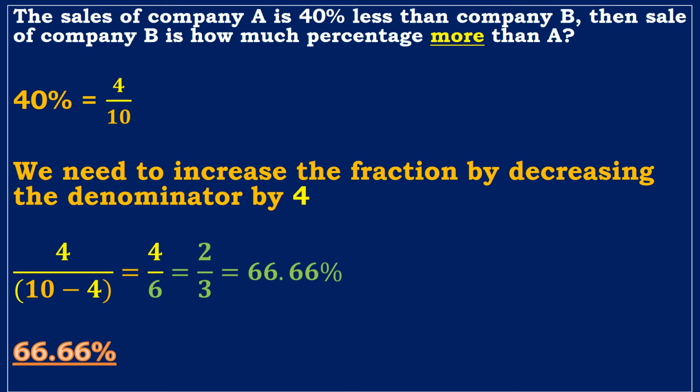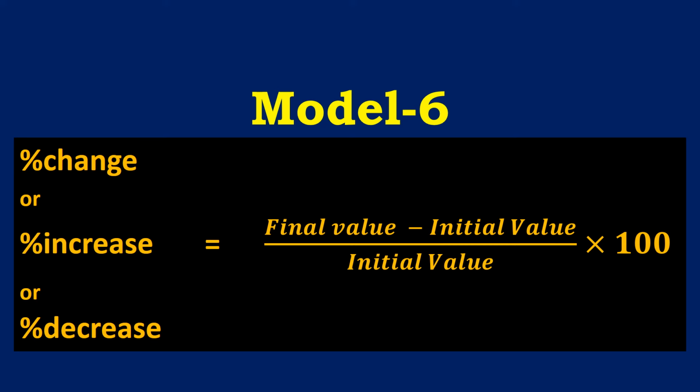Here, the numerator value is 4. So, subtract 4 from the denominator value. As a result, the denominator value is 10 minus 4. The fraction then becomes 4 by 6, or 2 by 3. It may be expressed as a percentage, which is 2 divided by 3 equals 66.66%.